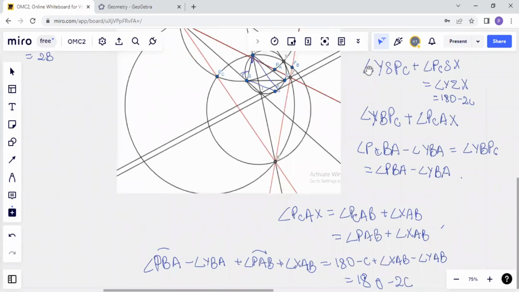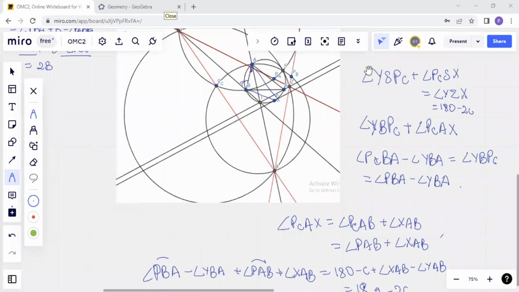Are there any questions with this part? No. Perfect. Awesome.